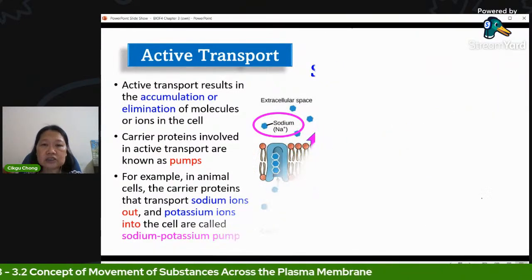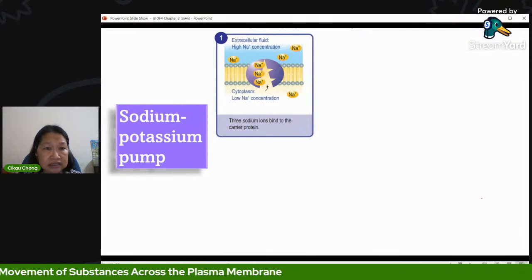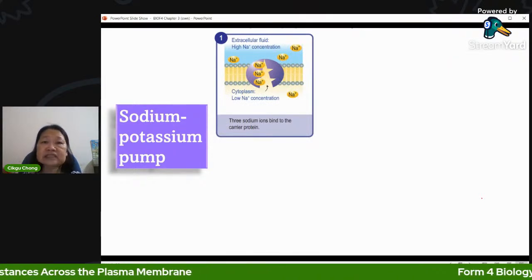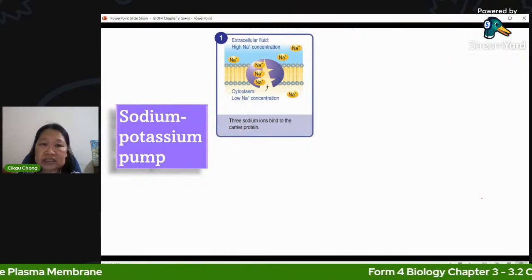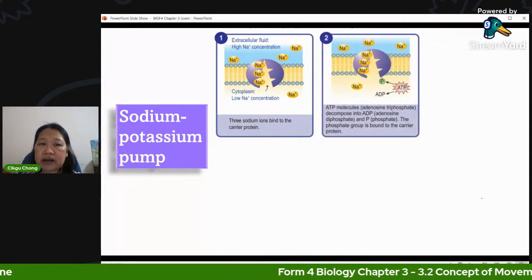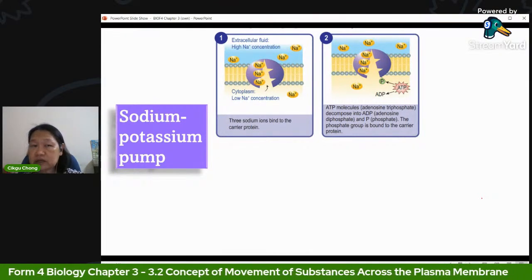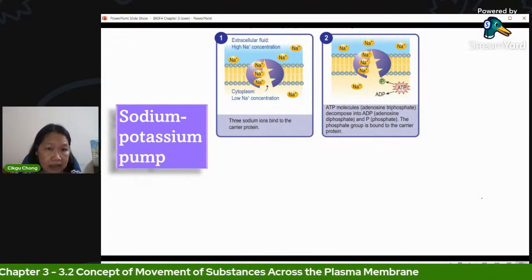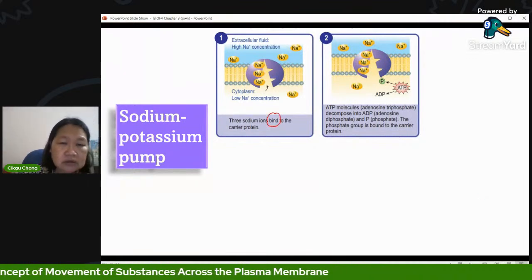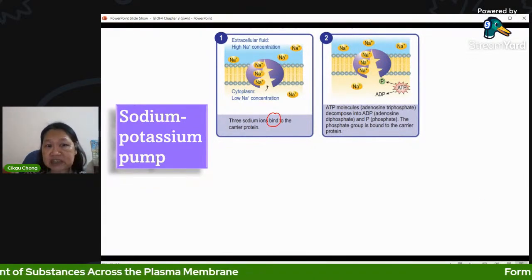Let's look at this from the textbook. You will see it's actually the same thing I've explained to you. Three sodium ions bind to the carrier protein. This is how you explain it. If you want to explain how the sodium-potassium pump works, first of all, it binds. The keyword here is bind. You must say the word bind, to the specific site.